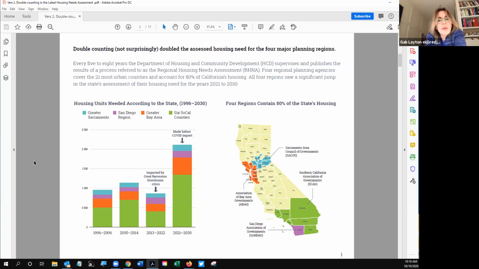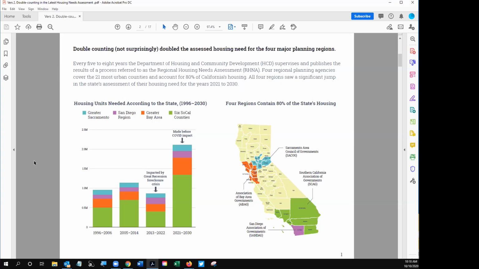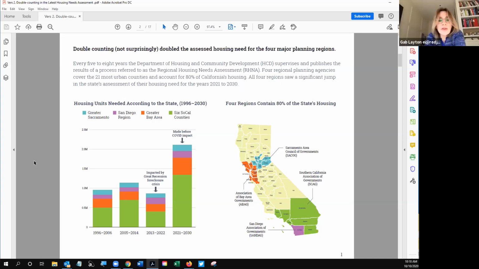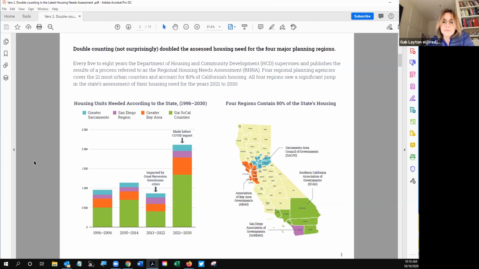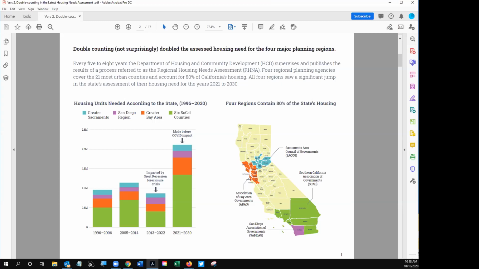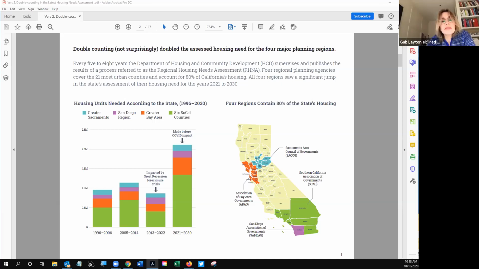If you look at the third bar, which is 2013 to 2022, that is the 5th RHNA cycle. So that's the cycle that just happened before. And that's the one I was explaining happened at the time of the Great Recession. And you can see that the amount of housing during that cycle went down for that cycle. And the reason is because of the Great Recession and the increased vacancy rates. But as you can also see, this step up is extreme for the most recent 6th cycle.